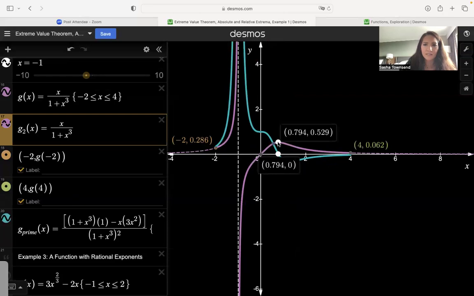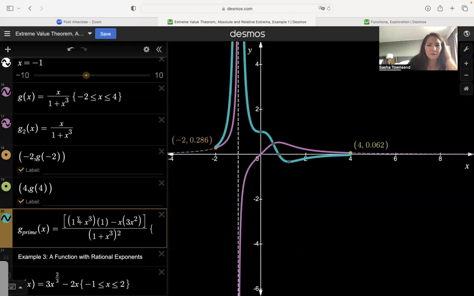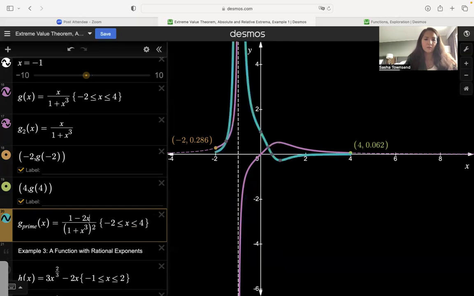The y value is 0.529. So it looks like we have a relative max of 0.529 at 0.794. That's the x value that causes this expression to be 0. Now, typically, if I were doing this with pencil and paper, I would simplify this. This is 1 plus x cubed minus 3x cubed. That simplifies to 1 minus 2x cubed.